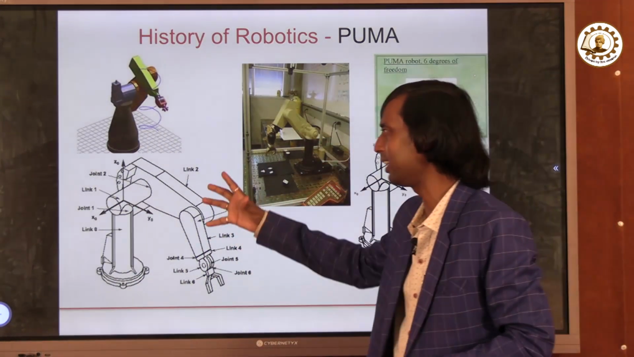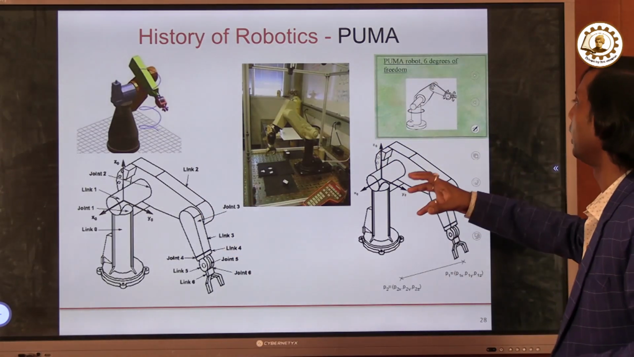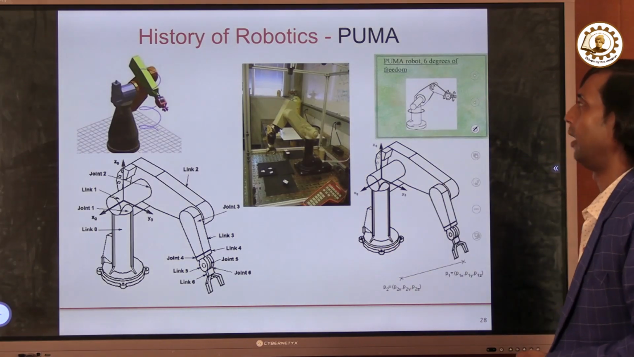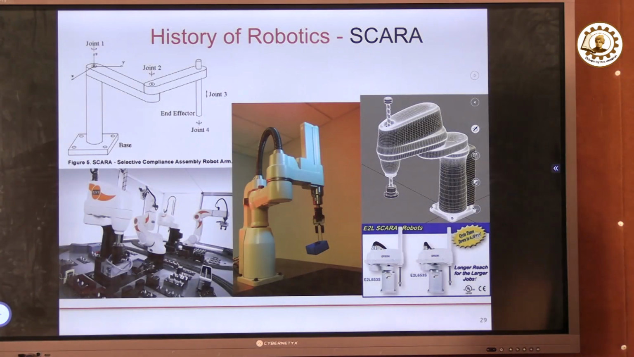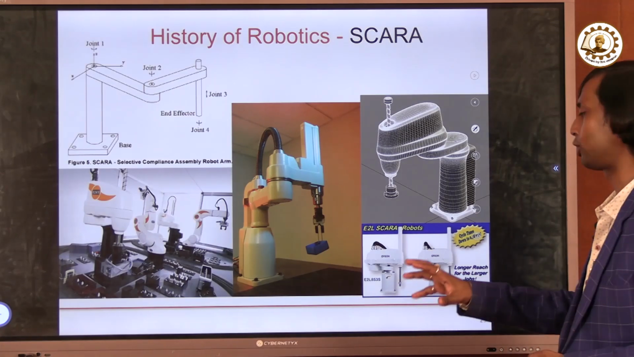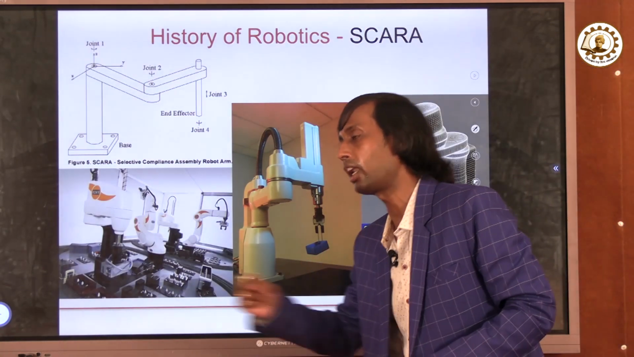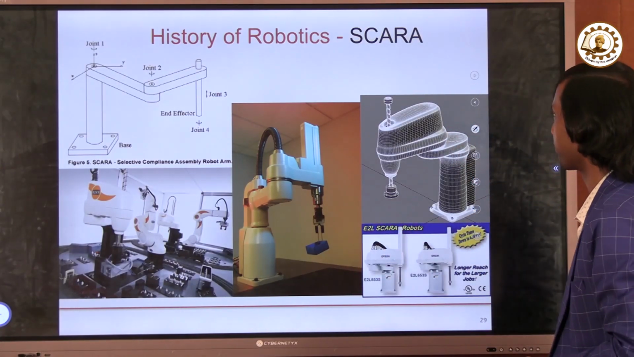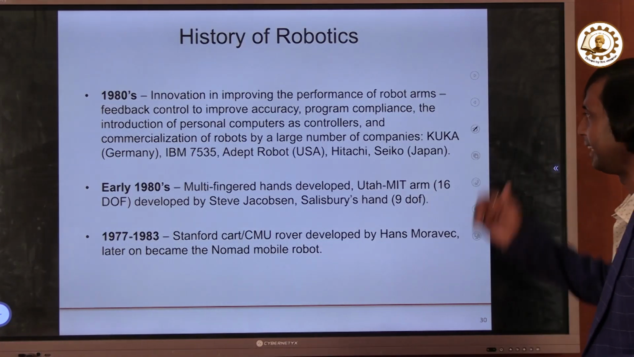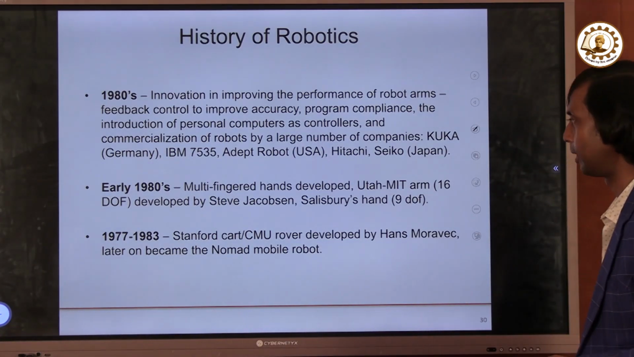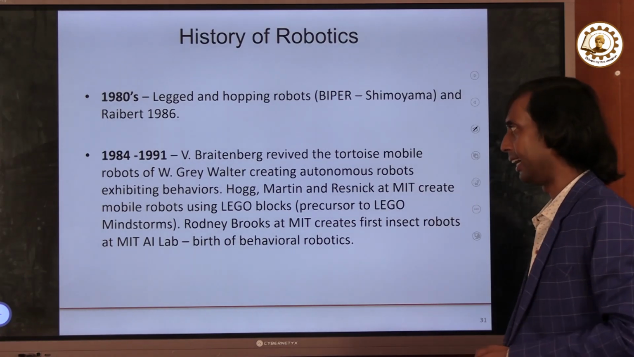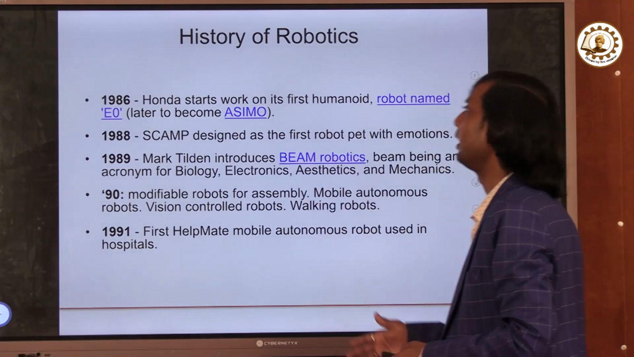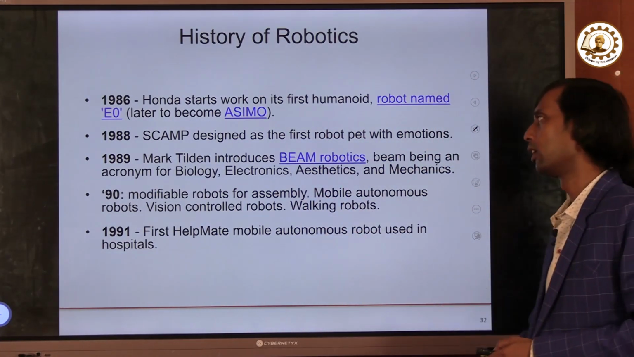If you see, so many joints, so many links are there, reprogrammable, pick and place, this type of job can be done by Puma. And SCARA, large reach, actually the largest job can be done by SCARA robot. Okay, some screwing, tightening the nut, etc. In the 1980s, early 80s, 1977 to 1983, 1984 to 1991, 1986, 1988, so many developments have been going on.